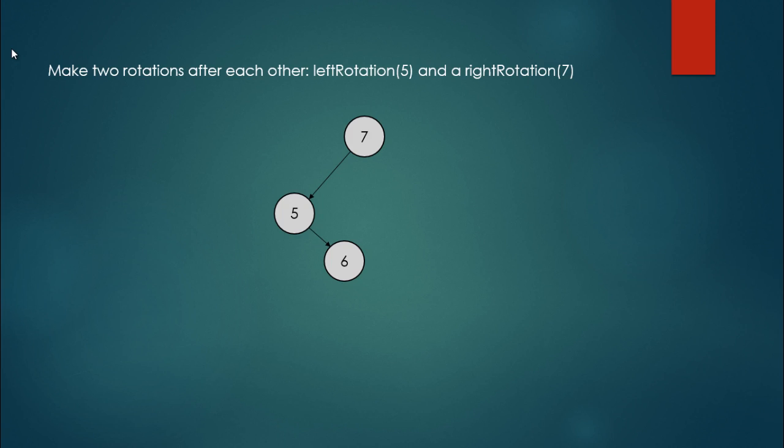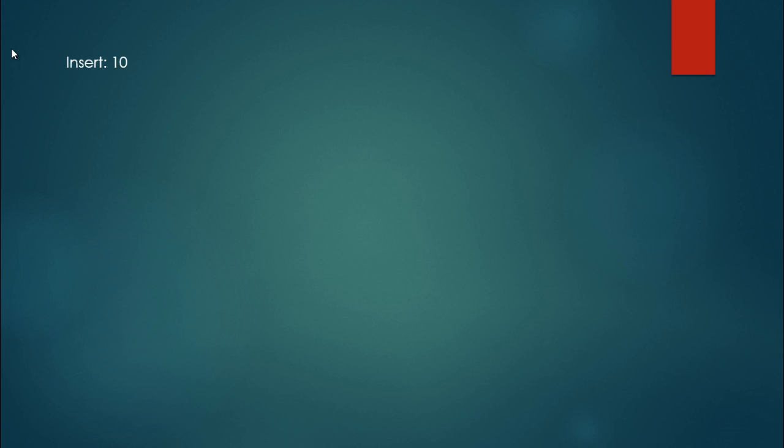Okay, we have the opposite. We have a left heavy followed by a right heavy situation. Then we have to make a left rotation on the node 5 and a right rotation on 7, and it's going to solve our problem.